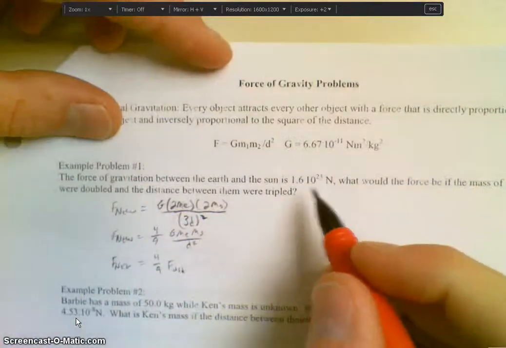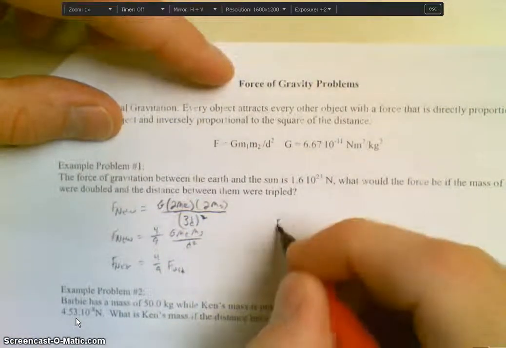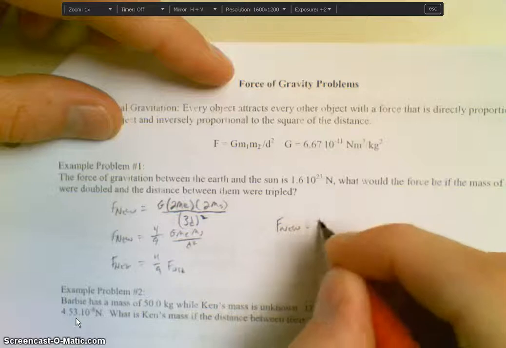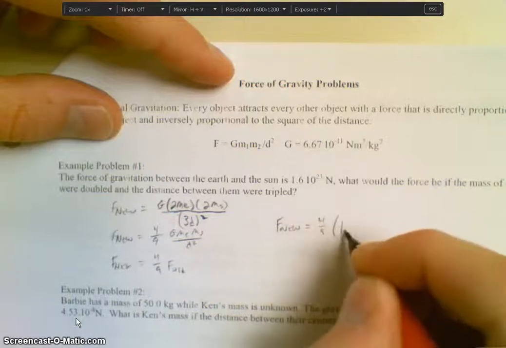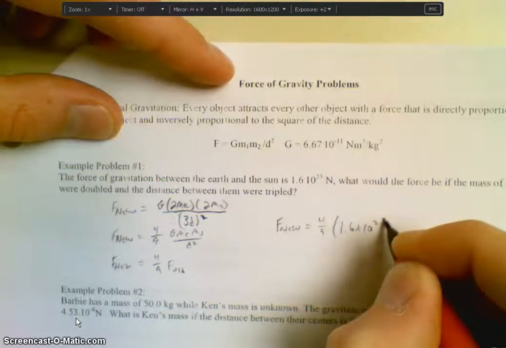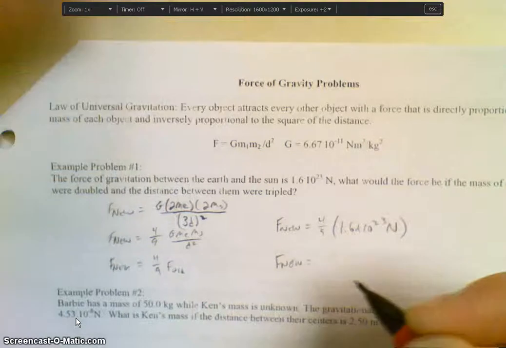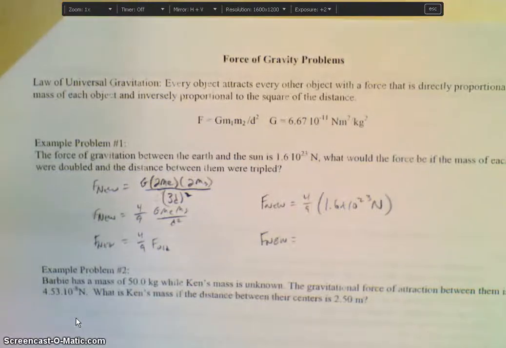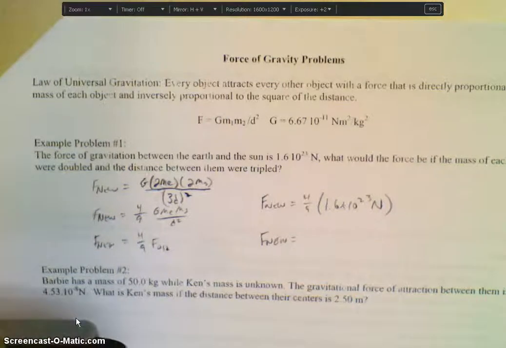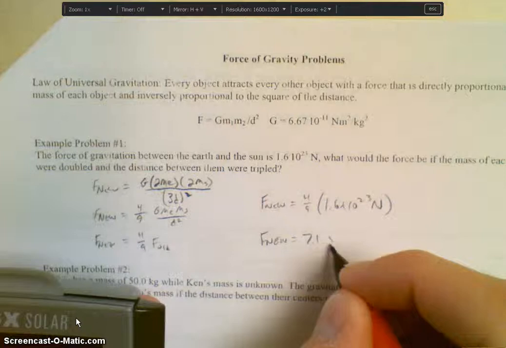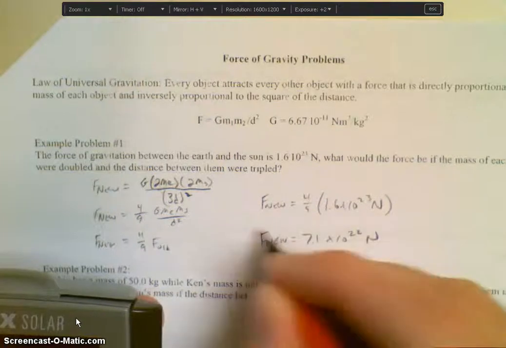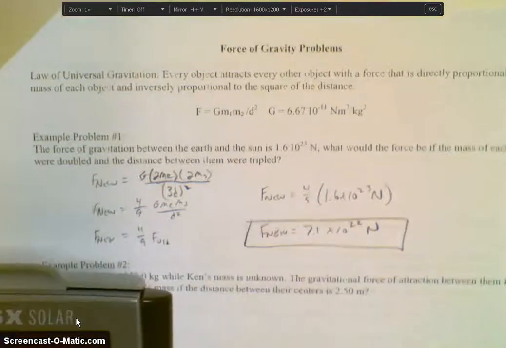What is the old force? Well, it's right there. So when I plug that into my calculator, I get 7.1 times 10 to the 22nd newtons as the new force.